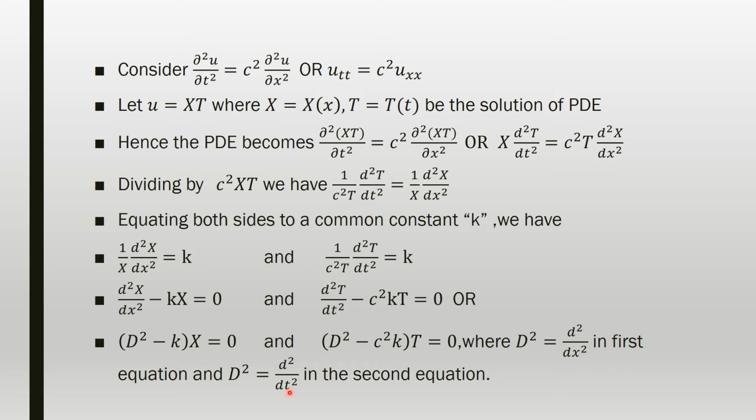Now, here k is constant, that is what we assumed. So now let us discuss various possible cases for k. First we will check for k equal to 0, next for k positive, and next for k negative. So we will check these 3 different cases one by one. First, k equal to 0.